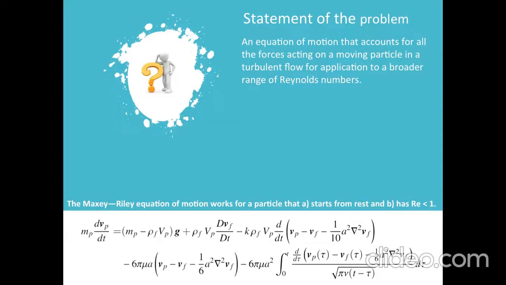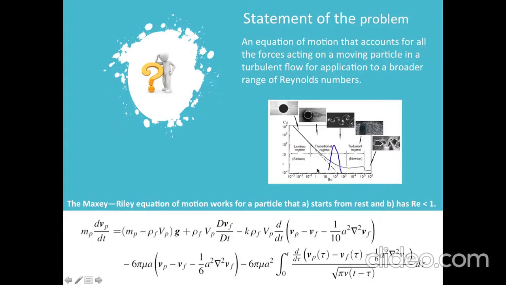But I have to say that the Maxwell-Riley equation of motion works only for a particle that starts from rest and also has a Reynolds number less than 1. However, as you can see here, this blue line shows that the Reynolds number range of the snowflakes is between 1 and 1000, so we need to modify this equation.